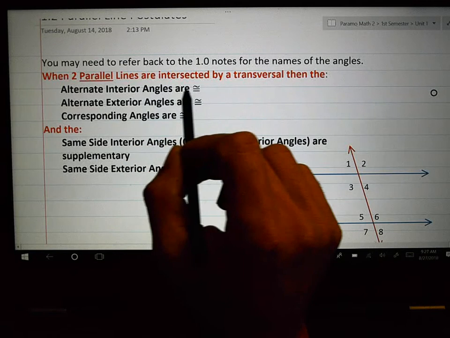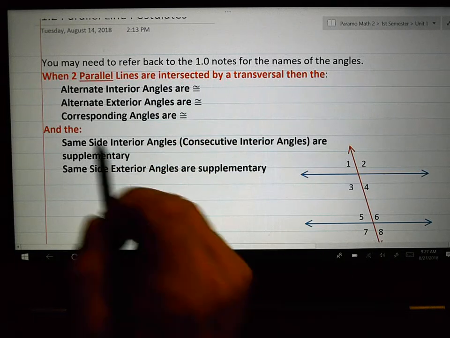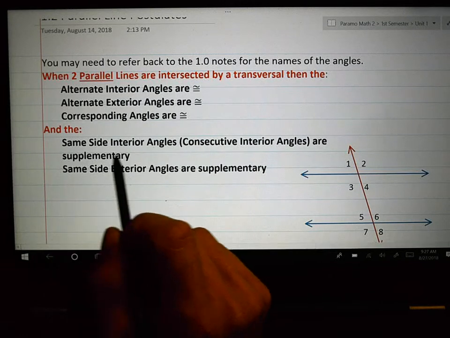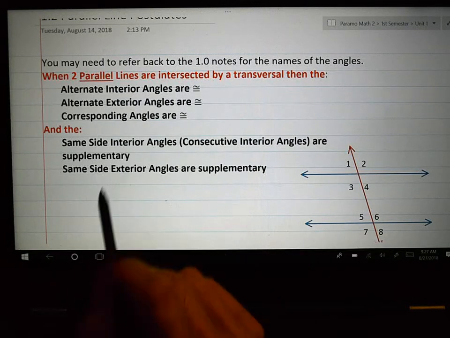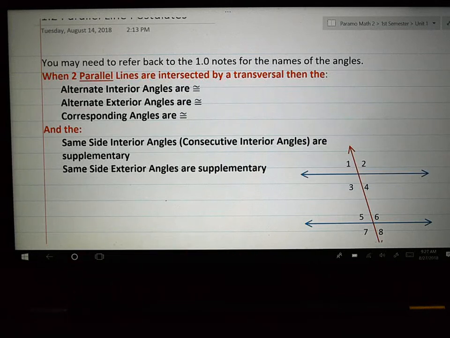The alternate interior angles are going to be congruent. The alternate exterior angles are going to be congruent. The corresponding angles are going to be congruent. And the same side interior angles are supplementary. The same side exterior angles are supplementary.